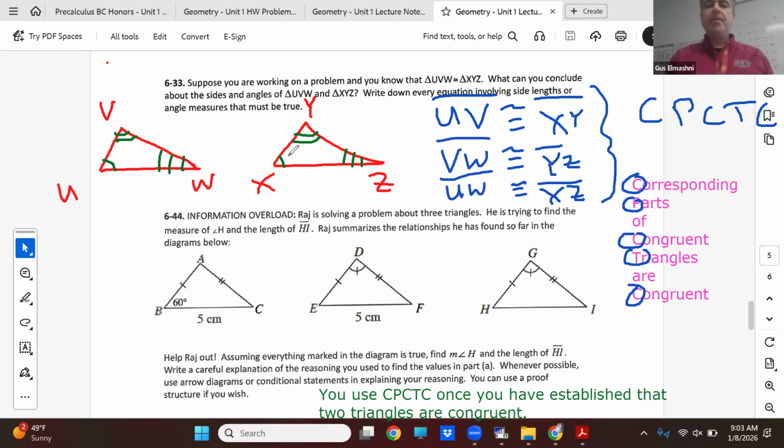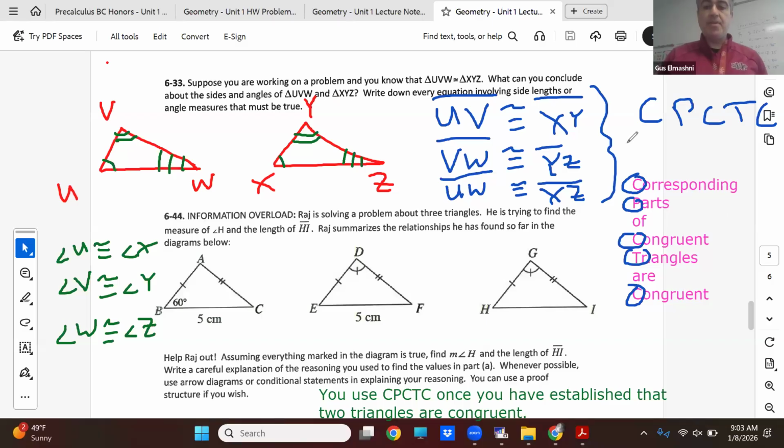Correct. Right. Exactly. So let's look at these markings. Angle U is congruent to what angle? X. Angle V is congruent to what angle? Y. Angle W is congruent to angle Z. Also, that's CPCTC. Because are these corresponding parts? Yes. Are they parts of congruent triangles? Yes. Therefore, they're congruent.